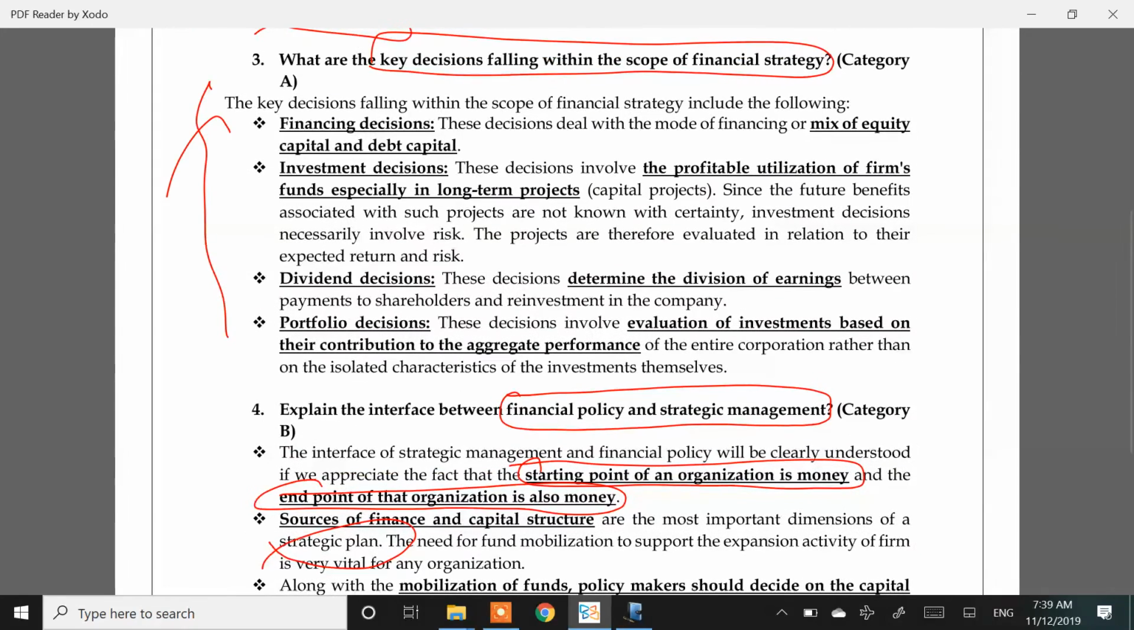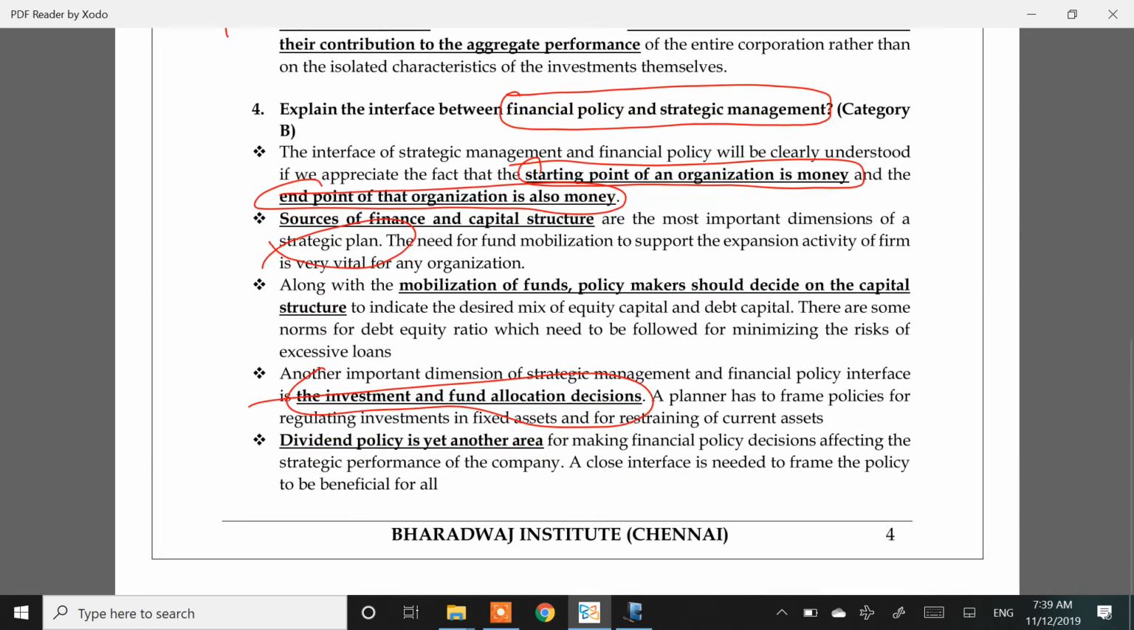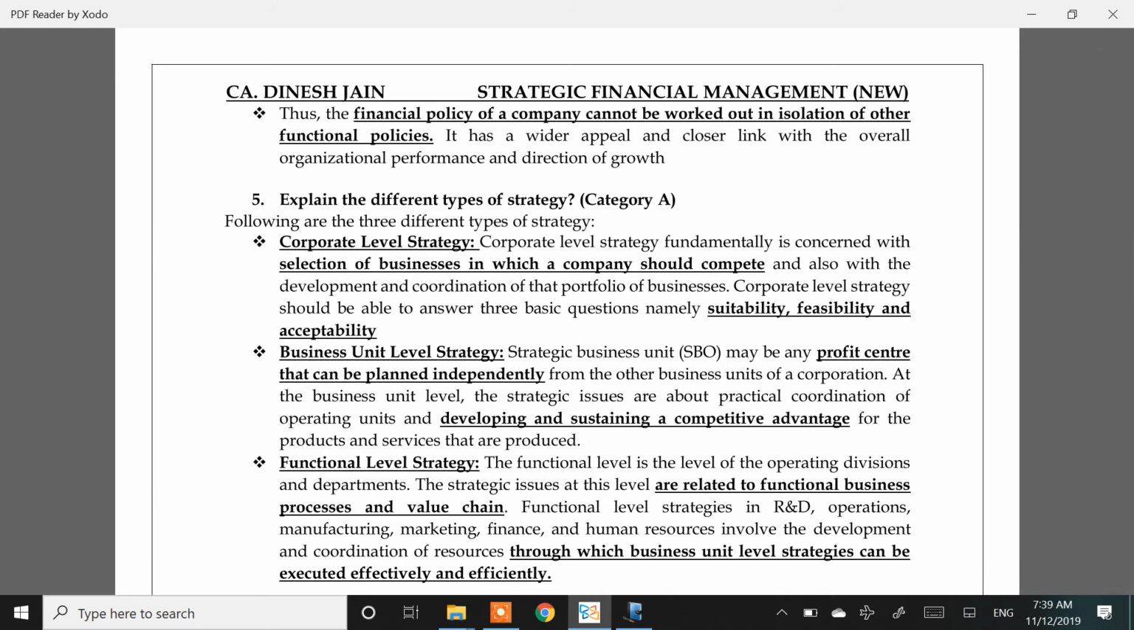Basically, whatever you have covered in question 3 is covered here. You first bother about the financing side of it, you bother about the investment side of it, you bother about the dividend side of it, and all of this have a close interface with the strategic management side. So there is a close interface between a financial policy and strategic management because your decisions like investment decisions, financing decisions, dividend decisions will affect the availability of money. And if that affects the availability of money, it will also affect the ability of an organization to give effect to other strategies which are there. So the financial policy cannot be worked out in isolation of other functional policy, and it has a closer link.